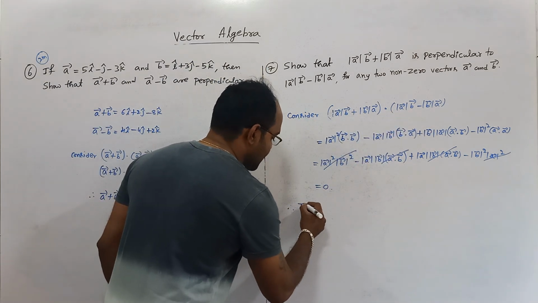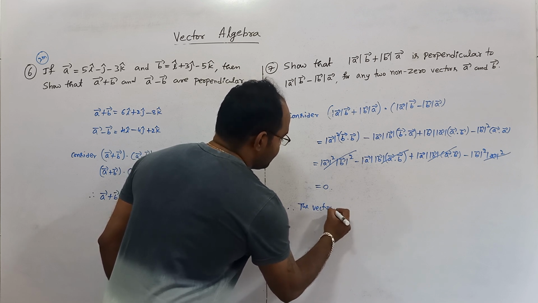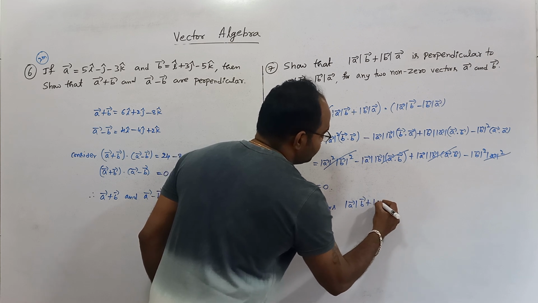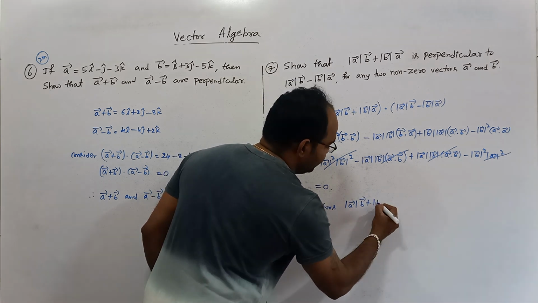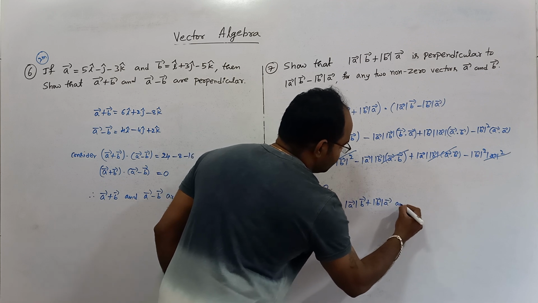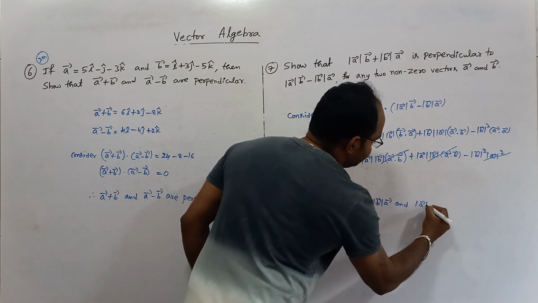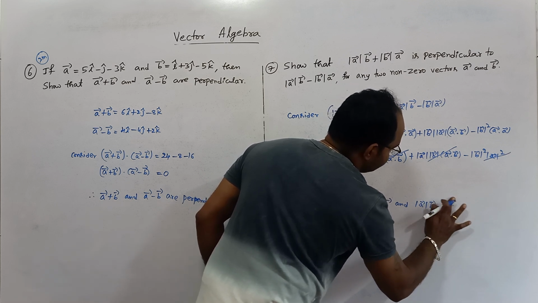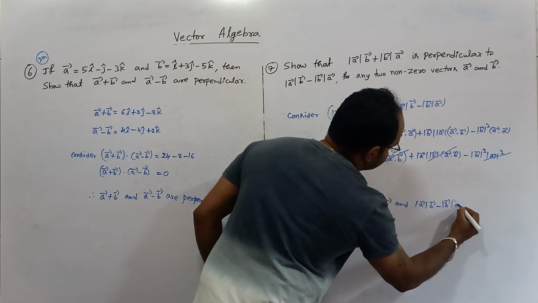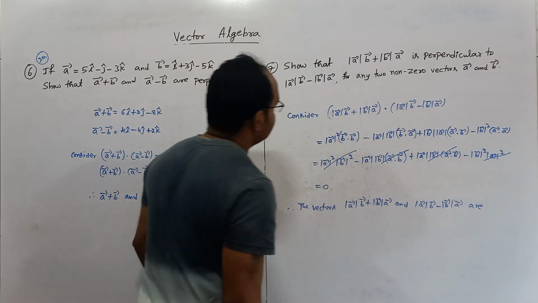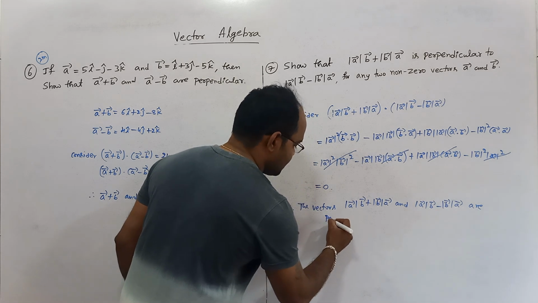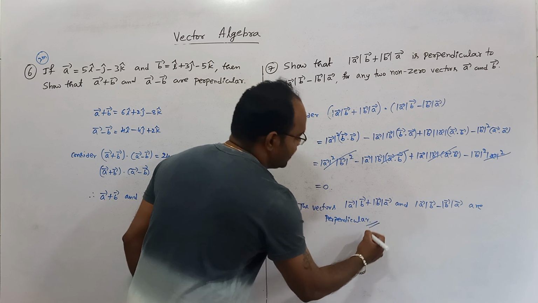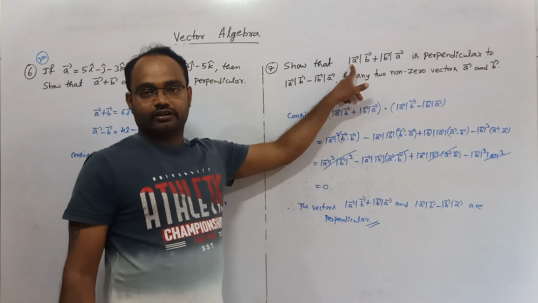Therefore the vectors magnitude A vector B plus magnitude B vector A and magnitude A vector B minus magnitude B vector A are perpendicular. So ಅವೆರಡು perpendicular ಆಗೇ ಆಗುತ್ತೆ. So ಅದನ್ನೇ ಅವ್ರು ಪ್ರೂವ್ ಮಾಡೋಕ್ಕೆ ಕೇಳಿರೋದು.